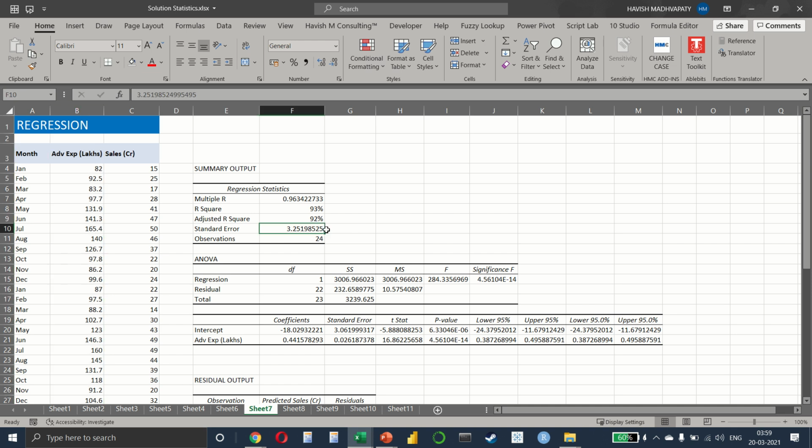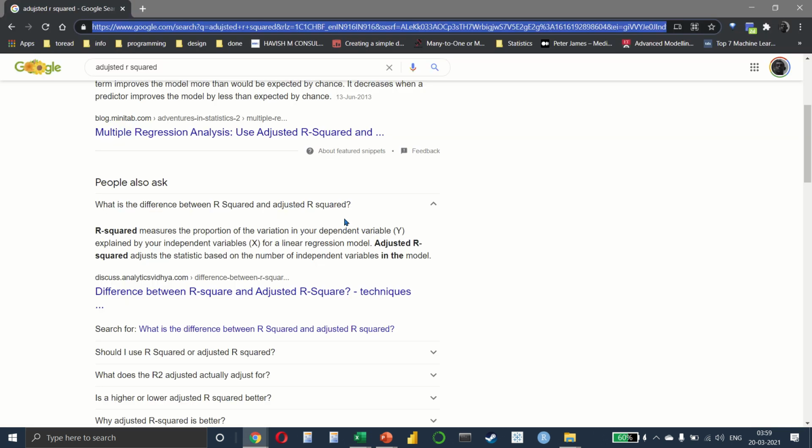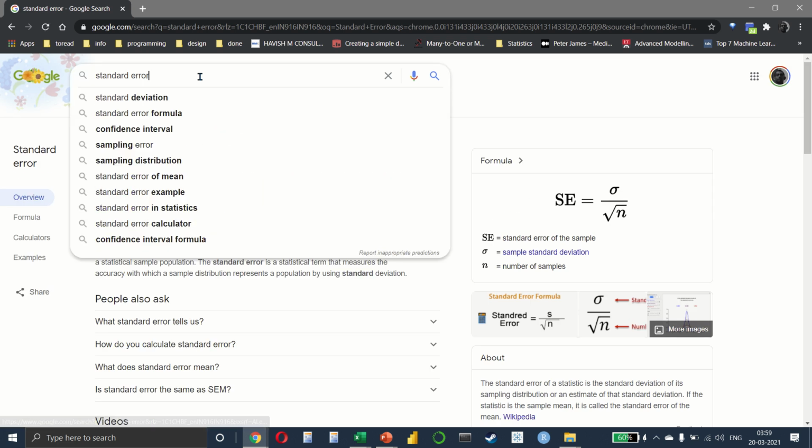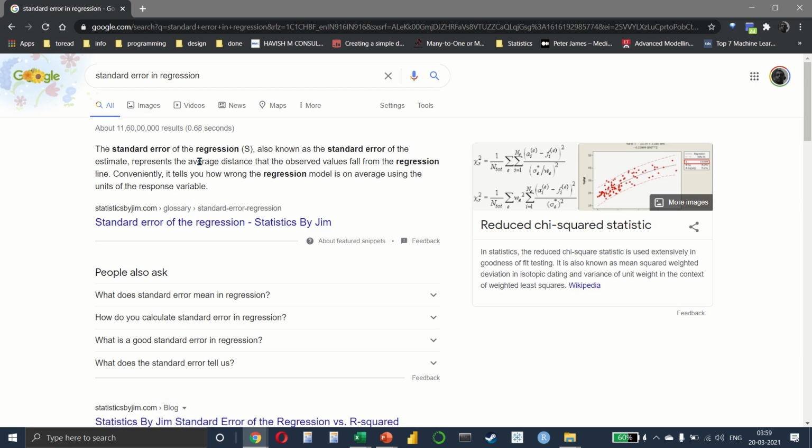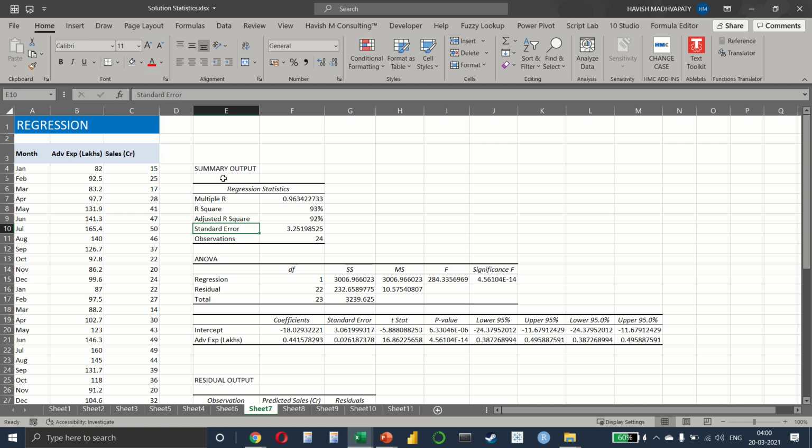Right. We are not looking at the standard error here, but once again, this is available on the internet. Standard error in the regression is simply telling us the average distance that the observed values fall from the regression line, which we'll create in the next example. So it tells us how wrong the regression model is on average using the units of the response variable. I would suggest not focusing too much on it unless you really need to, because we don't usually present it in our corporate analysis, but sure, if you want to, you can Google it.